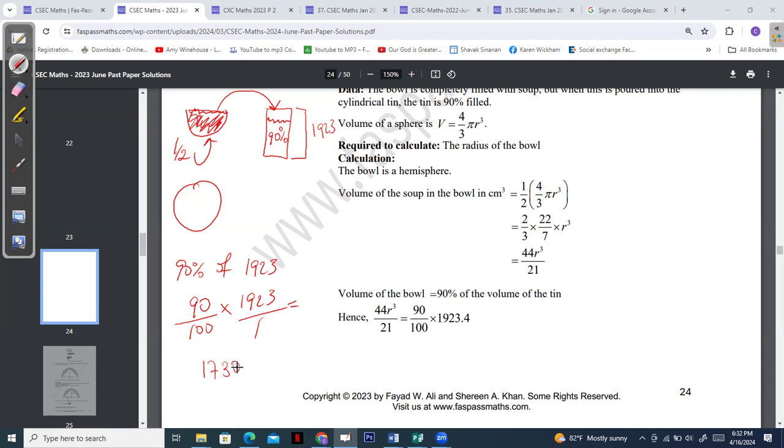And what does this number represent now? This number represents the volume of the bowl. So everybody agree with that, right? Now, what other piece of information do we have? We should know the bowl is half of a sphere. Don't we know the volume of a sphere based on the formula? So this number 1730 is the same thing as finding half of this formula.